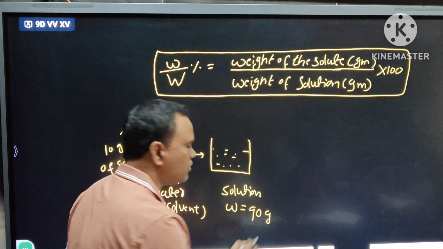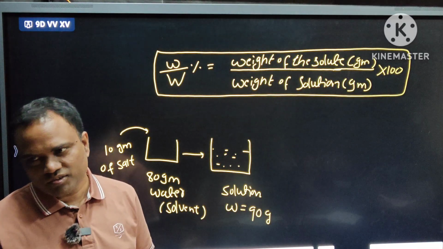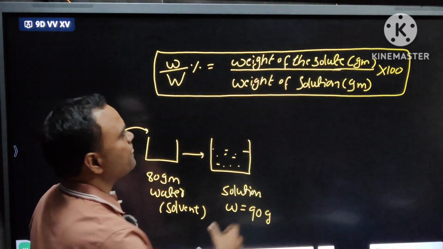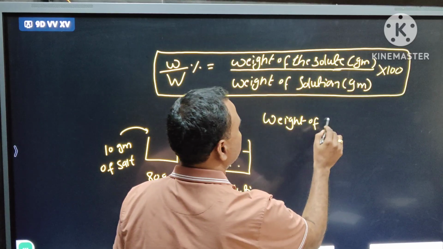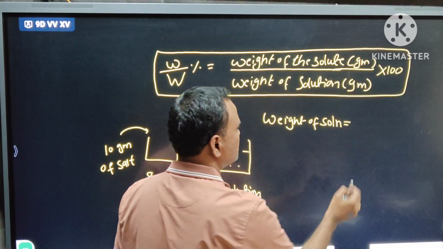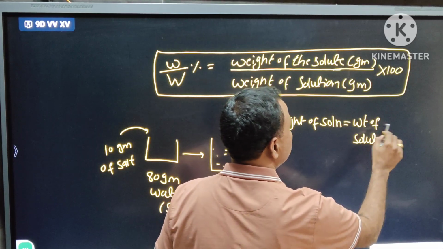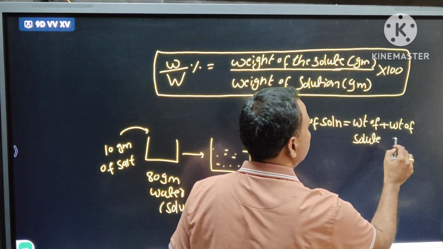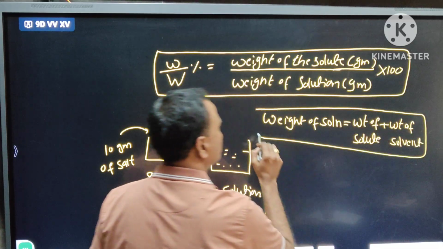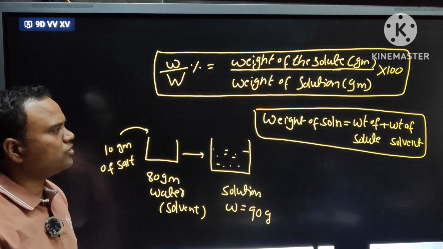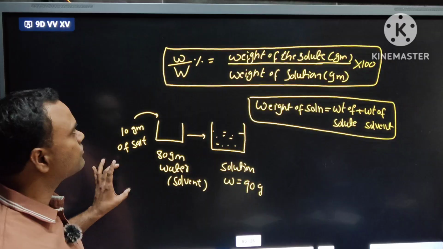Now you tell me how we are getting the weight of the solution? By adding solvent weight plus solute weight. Very important. Weight of solution is equal to weight of solute plus weight of solvent. All these are basics.